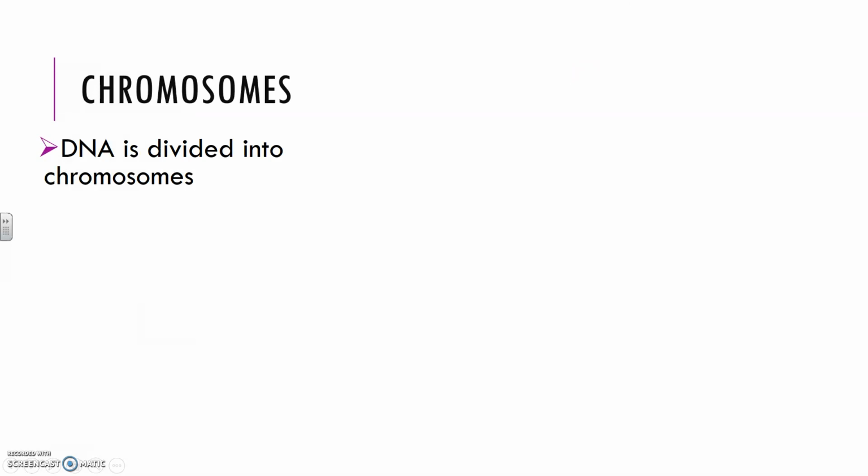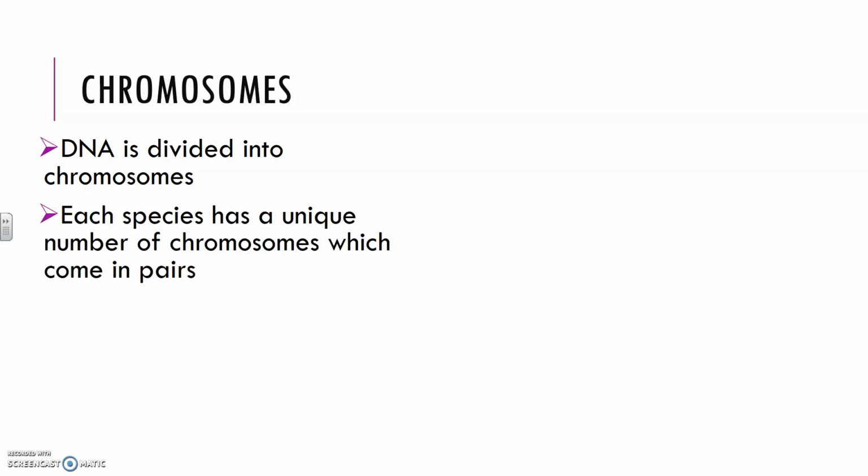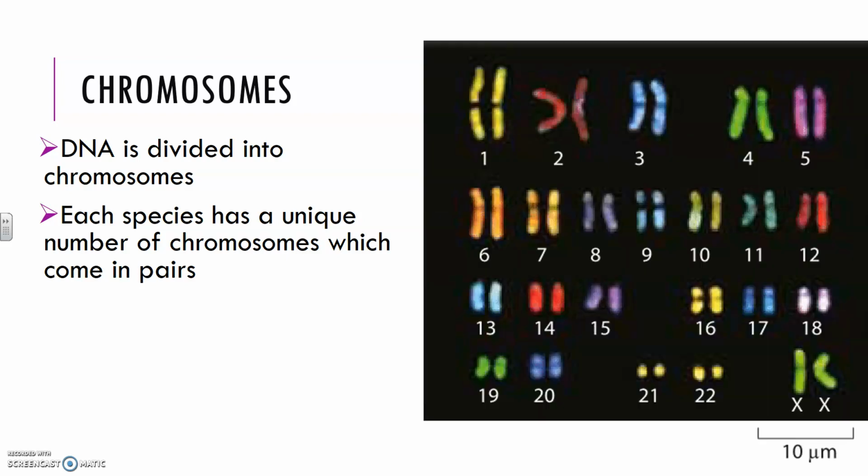Now we're going to talk briefly about chromosomes. So DNA is divided into things called chromosomes. Now, the number of chromosomes in each nucleus of a cell in any organism is unique to that organism. Like humans have 46 chromosomes. So each species has its own unique number of chromosomes, and they always come in pairs. So you always have multiples of 2 total.